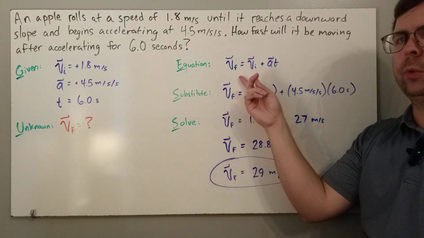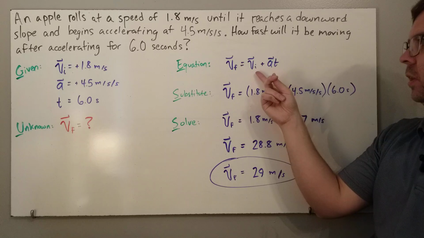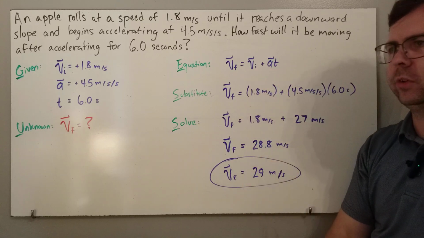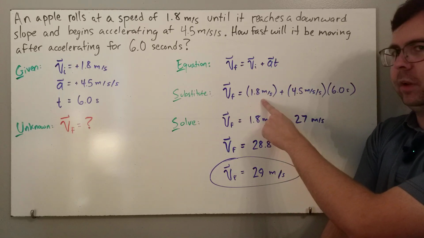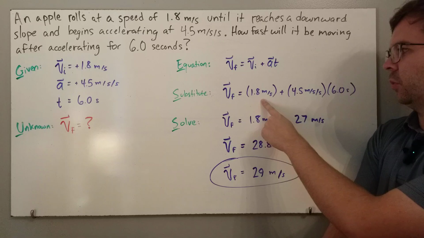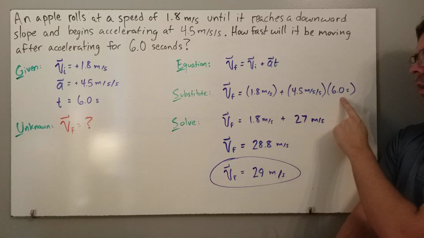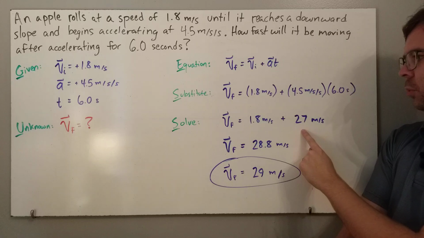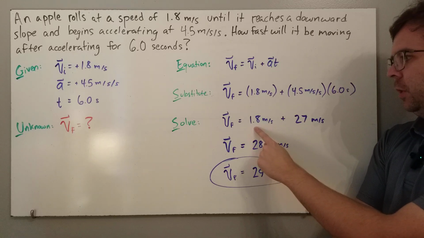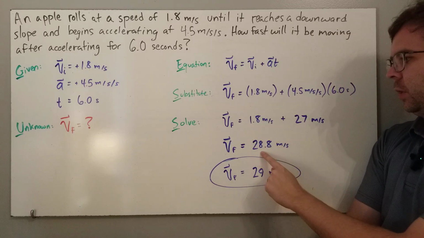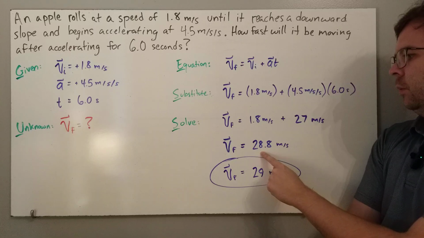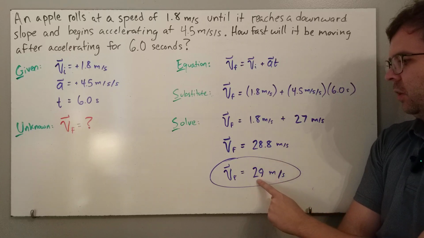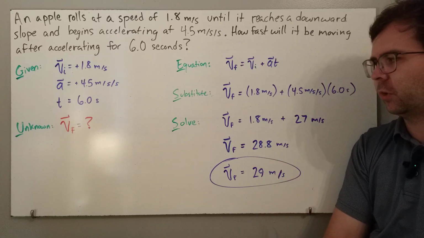So we're going to use that new equation we just saw. Final velocity is initial velocity plus acceleration times time. This time we have an initial velocity of 1.8 meters per second, and we have acceleration and time substituted in. Multiply these together, you get 27 meters per second plus 1.8 meters per second. That gives us 28.8 meters per second. We need to round that to have two significant figures, so that's 29 meters per second.